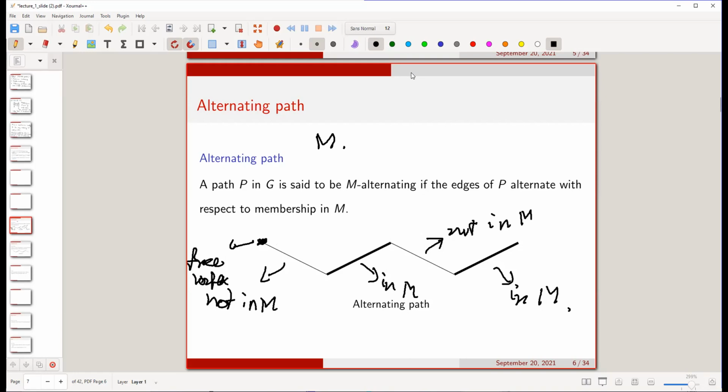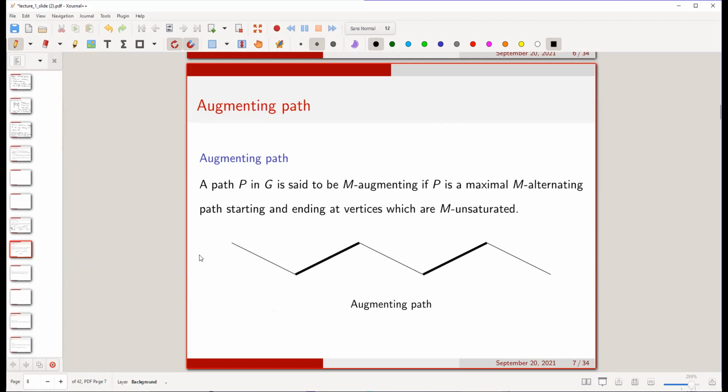And what is an augmenting path? An alternating path is called an augmenting path if both of its endpoints are free vertices. So this and this are both free. If both of them are free vertices, then such an alternating path is called an augmenting path. So is the definition of augmenting path fine?